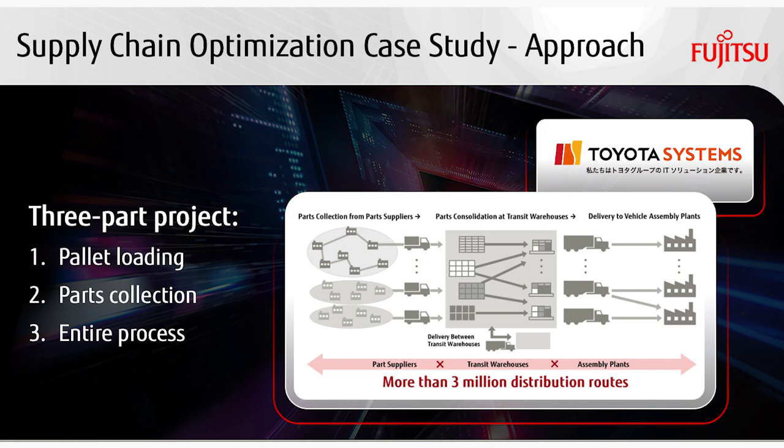In the second part, focused on parts collection, trucks need to collect parts from suppliers and transport them to warehouses. With hundreds of suppliers and dozens of trucks, the number of potential routes is almost infinite. The objective there is to find which route is the most efficient and the shortest, and the digital annealer helped optimize these routes. By reducing both the distances traveled and the number of trucks needed, the digital annealer helped solve a range of issues, such as reducing the CO2 levels and also the time lost due to a lack of drivers. And then in the final step, we focused on the entire process.